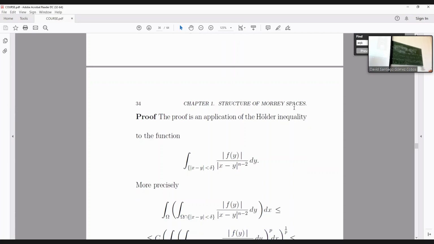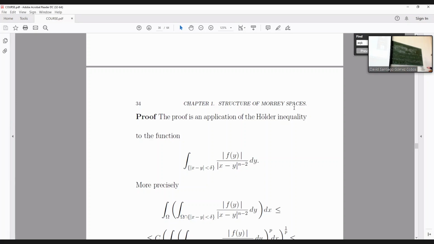Indeed, let us consider a function f, and we consider at first the integral in the set where x minus y is less than delta of the quantity absolute value of f over x minus y with exponent n over 2. Well, let us consider we like to obtain this kind of functions here.